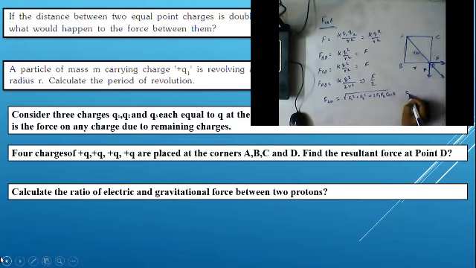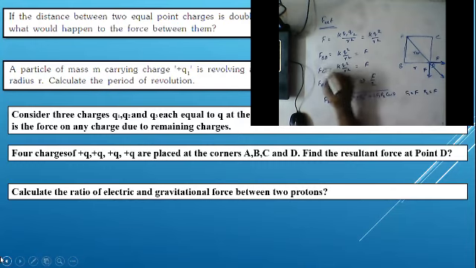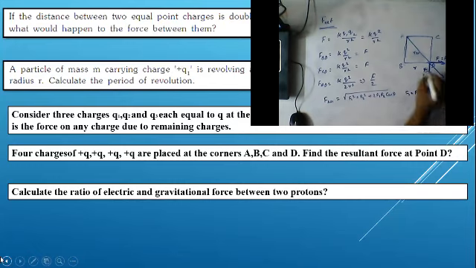F1 is equal to F, and F2 is equal to F. I consider this as F1 and this as F2. What is the angle theta? Theta is equal to 90 degrees. So in our formula this term is equal to 0, since cos 90 is 0, and the whole term vanishes. So F resultant is equal to root 2 F.